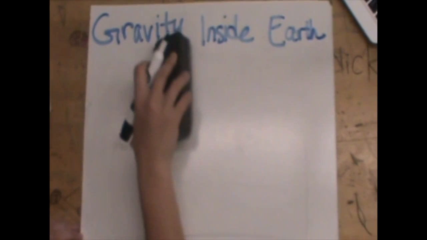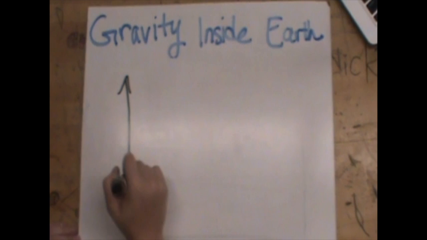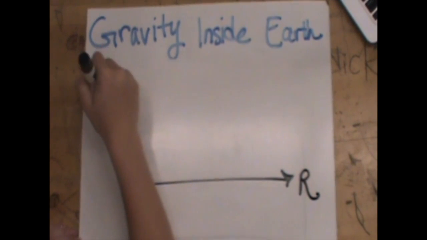The force of gravity is proportional to the distance from the center. Outside the Earth, the force of gravity follows the equation Fg equals GMm over r squared.